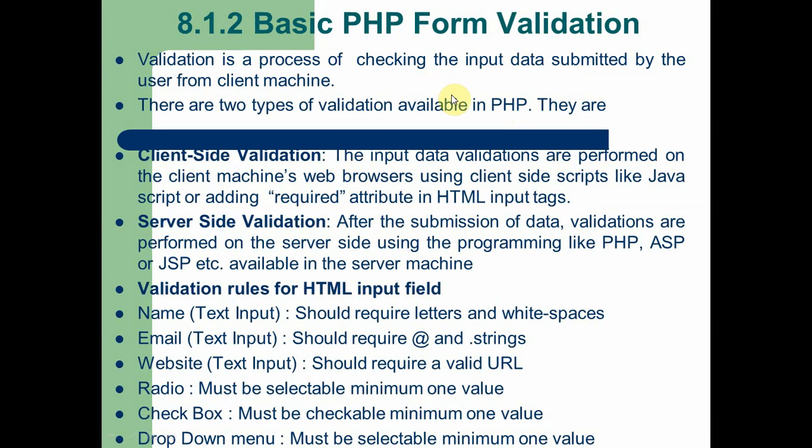So this can be achieved through two methods. One is client side validation, another one is server side validation. Now we are going to see the client side validation: how we can check our input data before sending the data to the server machine. This can be done through a basic attribute called required. Required is a basic attribute of any input tag, which asks you for compulsory data.